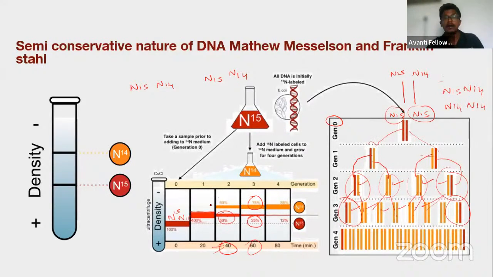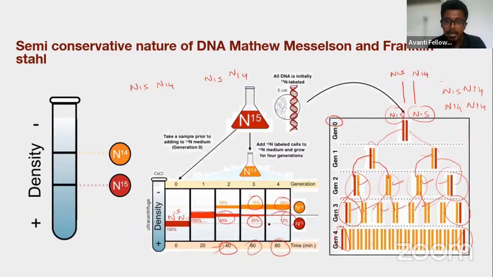Now I will go for the last cycle at the 80th minute. If I go to the 80th minute, what will happen? Out of the whole bunch of strands, you can see that only 2 are N14, N15, whereas the rest are N14, N14.